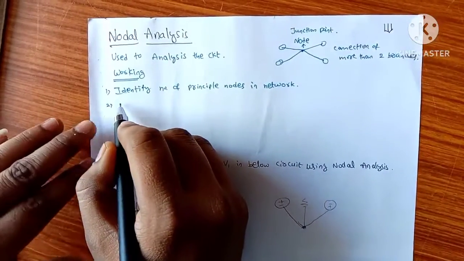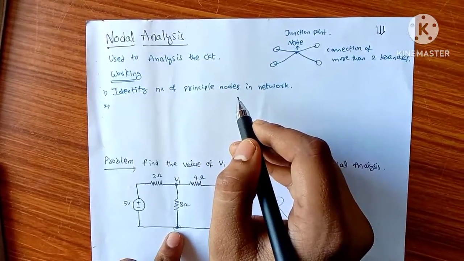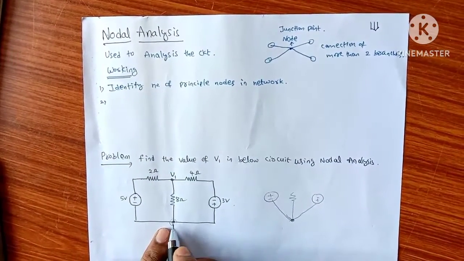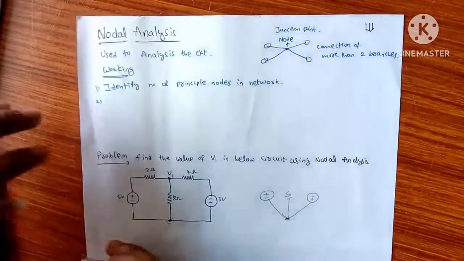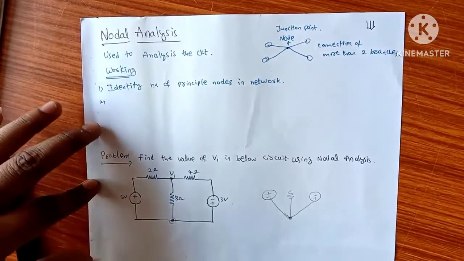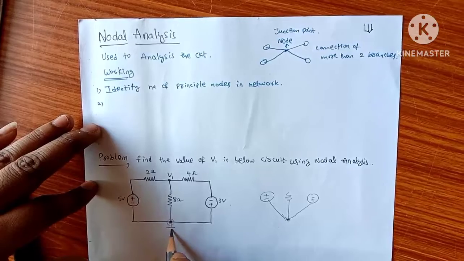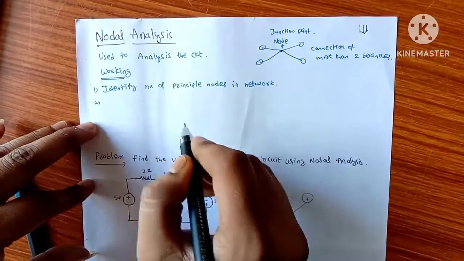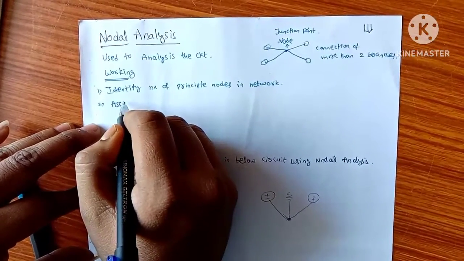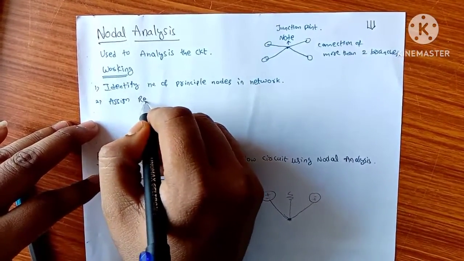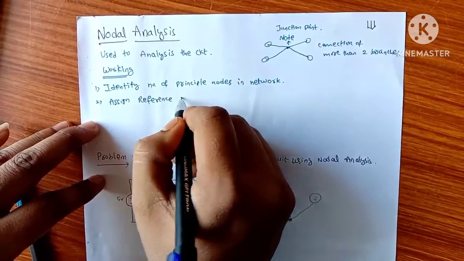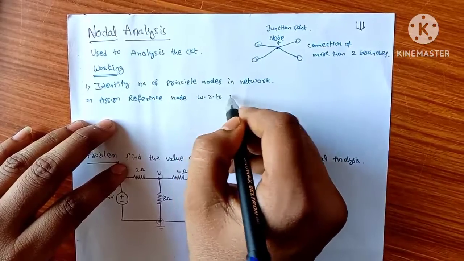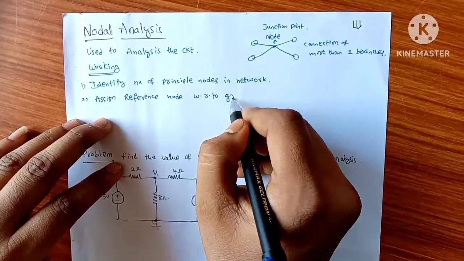Now consider a ground voltage. Make this as the reference node. So connect that reference node to ground voltage. So this is connected to ground. Now assign the reference node with respect to ground.